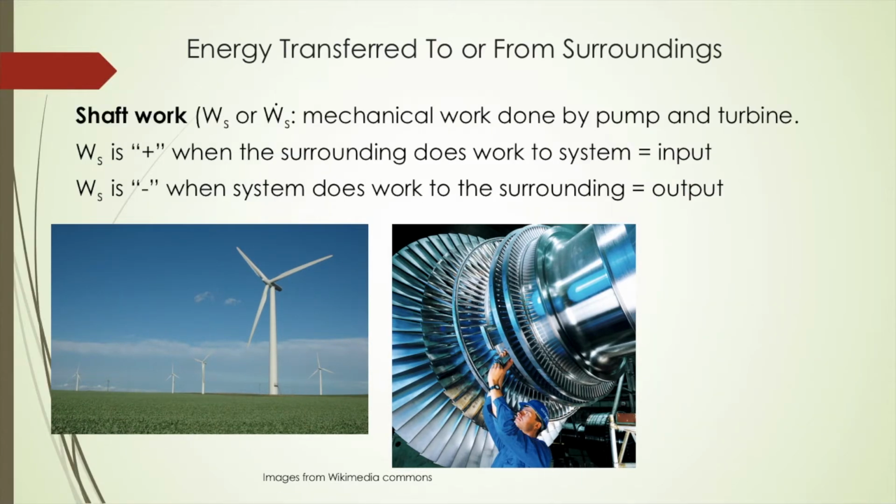Shaft work, with the symbol W sub S, S is for shaft. Shaft work is the mechanical work done by the turbine or the pump, because in the center of the turbine or pump there is a shaft. It causes a rotational movement. That's why we call it shaft work. The turbines we usually see are wind turbine, steam turbine, hydro turbine at a hydroelectric dam. Jet engine is also a turbine.